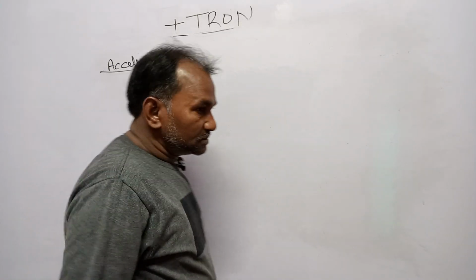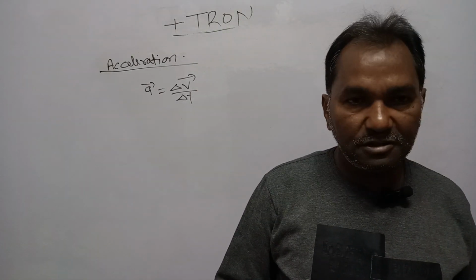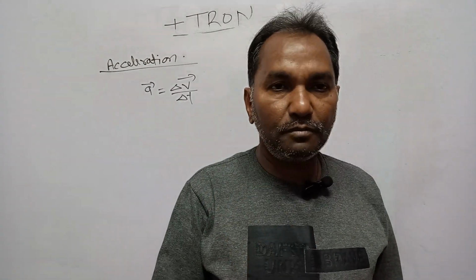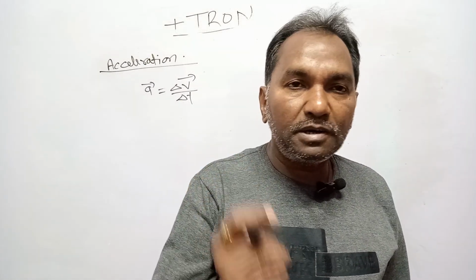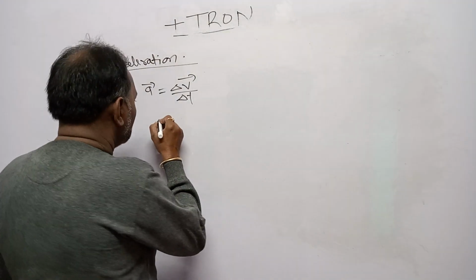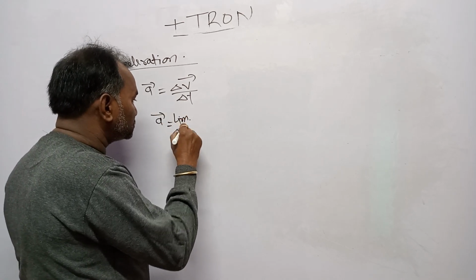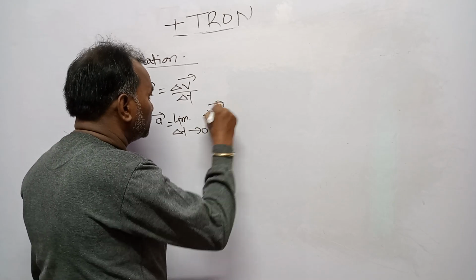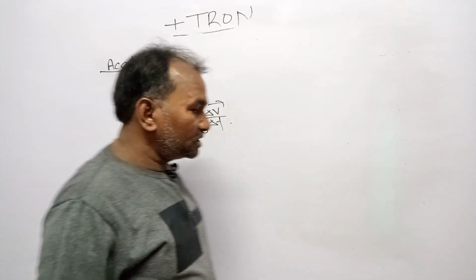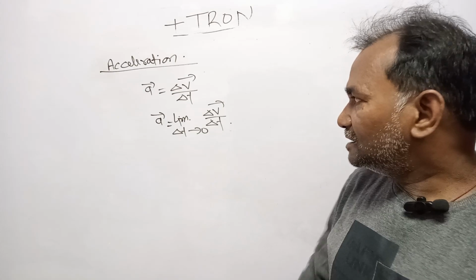Now, dear students, in general, we consider the instantaneous acceleration. Instantaneous acceleration means the acceleration at a particular moment, at a particular instant. That is expressed as A is equal to limit delta t tends to 0 of delta V over delta t. It represents the instantaneous acceleration.